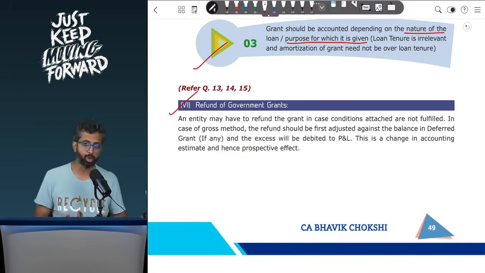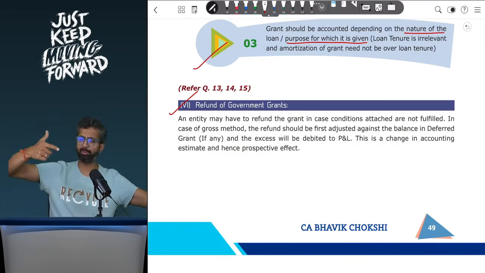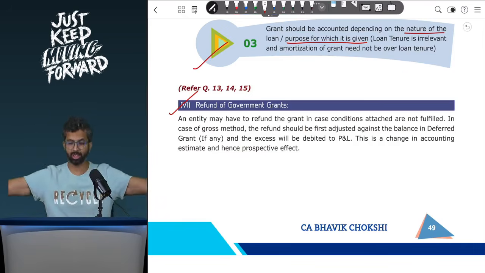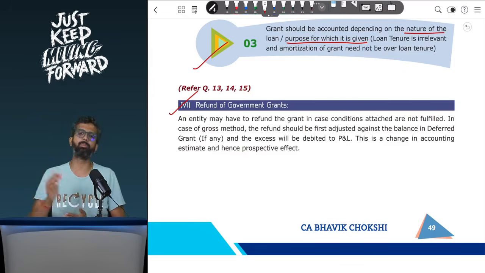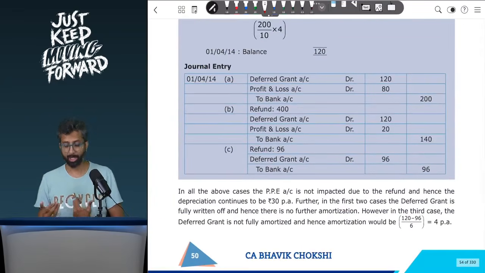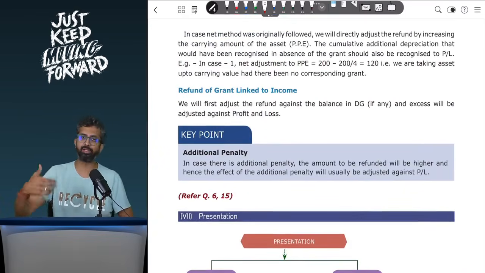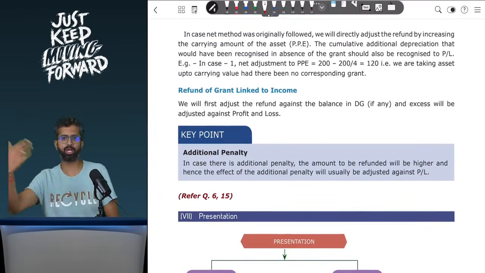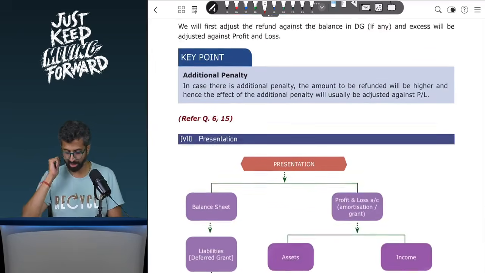If it is a grant linked to income and it had gone to the P&L, then at the time of refund you will debit the P&L. If it had gone to the deferred grant account, then you will again adjust it first from the balance in the deferred grant, and the excess, if any, will be taken to the profit and loss account. So this is regarding the refund. Sometimes what might happen is that at the time of refund you might be levied an additional penalty. That penalty over and above will generally go to the profit and loss account only.